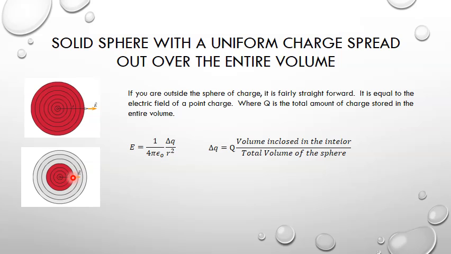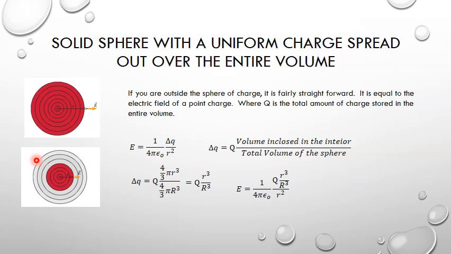I take the total charge on my sphere, I multiply it by the volume enclosed in the interior, or this small red volume, and then divide that whole by the total volume of the sphere. So I'm going to do that here. We're going to make this radius little r, that's our internal volume, so it's 4/3 pi little r cubed, and our outer volume is, we'll say it's a big R, so it's 4/3 pi big R cubed. And you notice we have a lot of things canceling here, and I get this relationship for dq.